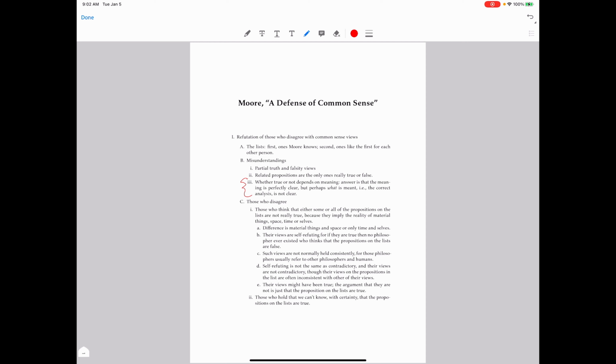And that's the response that Moore is talking about under number 3. The claim that, well, that depends on what X means, is a way of deflecting the question and not directly addressing or answering it. Moore is not a fan of that, and I think we have to side with Moore on this. The answer is no, it doesn't depend on what the word justice means. It depends on what justice is.